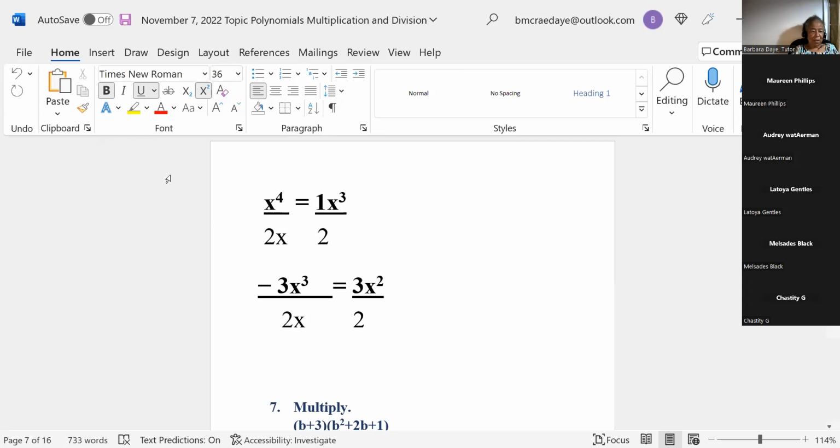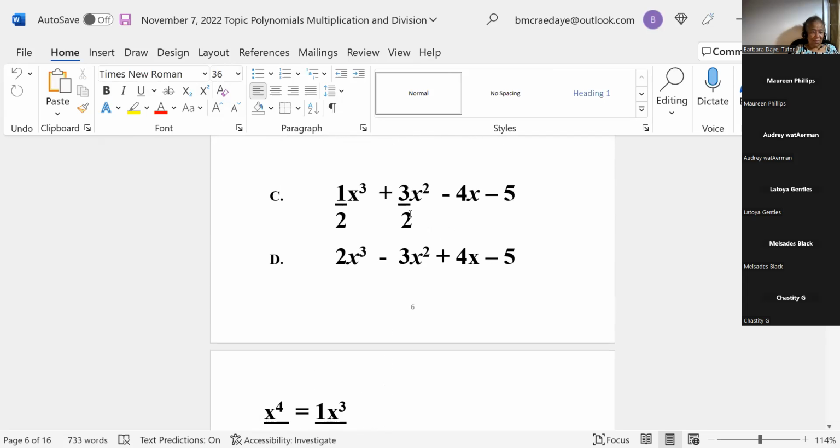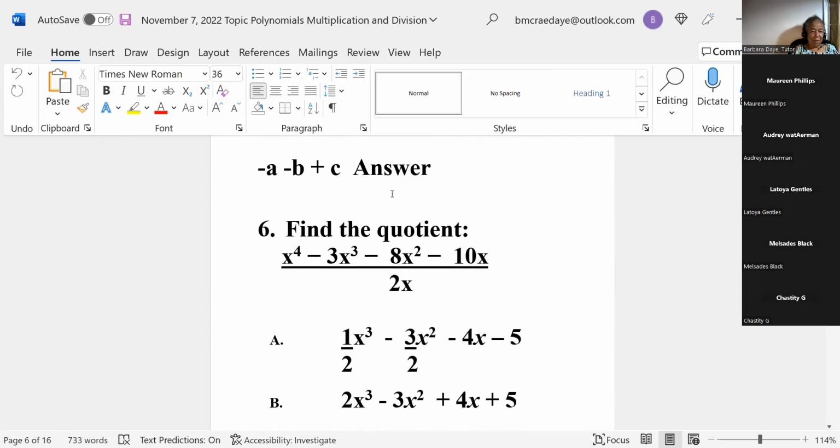All right. Now, Latoya, what would be the sign in front of this? Plus or minus? A minus. That's right, because you got minus over plus. Let's not forget our signs. Rise over run. Now let's go to our minus 8x to the second.